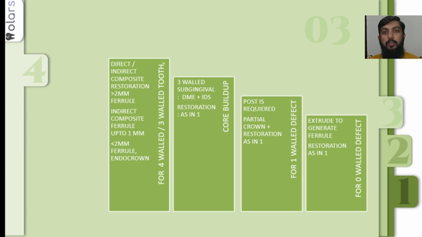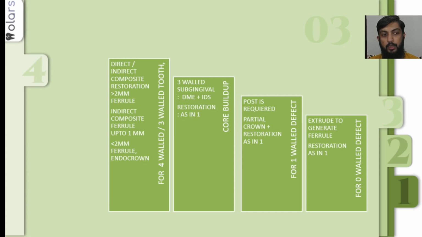For a 4 walled or 3 walled ferrule tooth that has greater than 2 mm height and greater than 1 mm width, we are going to put them. But when height is up to 2 mm, not more than that, and width is adequate, we are going to do indirect composite or any kind of overlay only restoration. But when the ferrule height is greatly reduced, I think less than 2 mm, and width is also compromised, we are going to use endocrowns to take advantage of the bonding capability of the pulp chamber dentin.